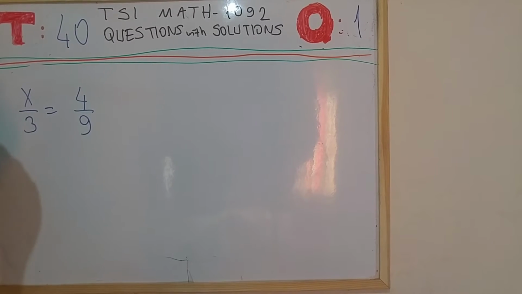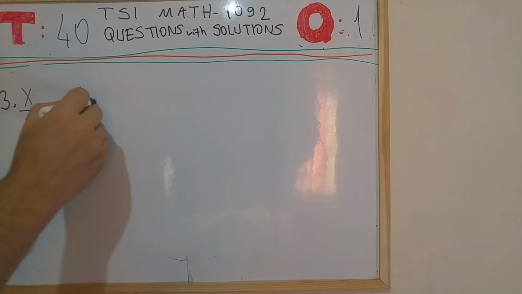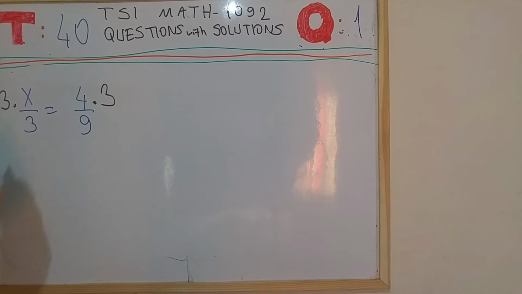To leave x alone, I need to multiply it by 3. Of course, I have to multiply the other side by 3 too. So the 3 is gone. X is equal to, when I divide 9 by 3, the result would be 3. So the x value is 4/3.